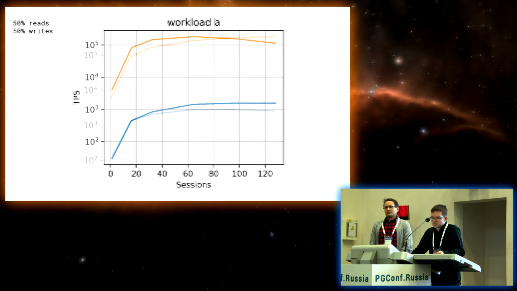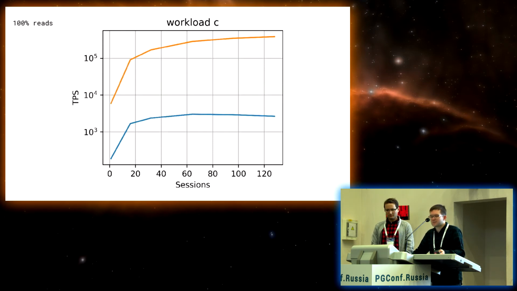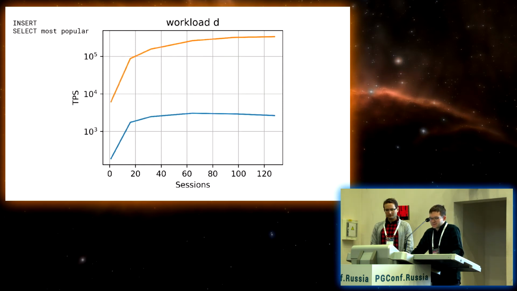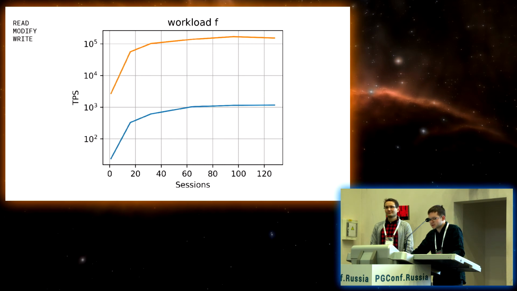And in 50% reads and 50% writes, and 95% reads and 5% writes, and 100% reads, and insert and select of the most popular values and a small range of values. So very different loads, including read, modify, and write a random row. We see the same situation where Pathman outpaces Postgres by a large factor. And I believe that is the end of the useful part of the presentation. If we have time for Q&A, let us hurry up.